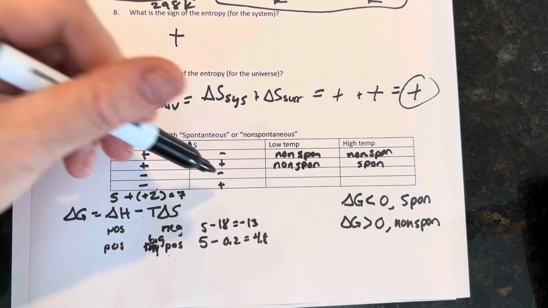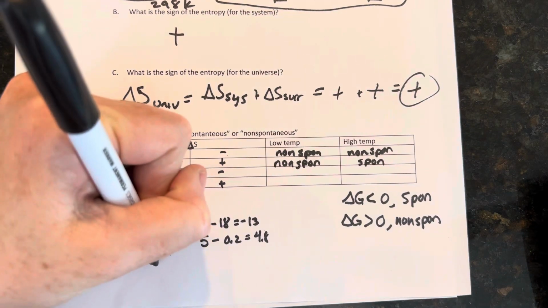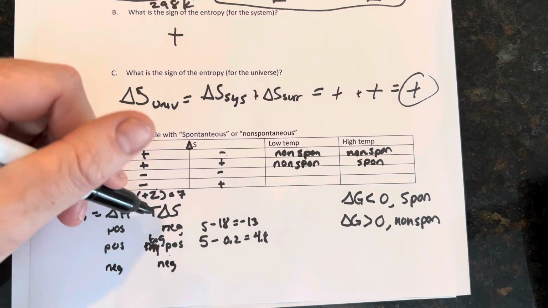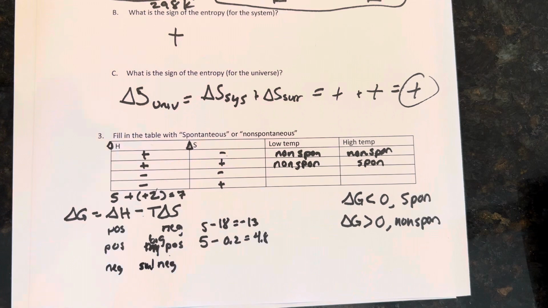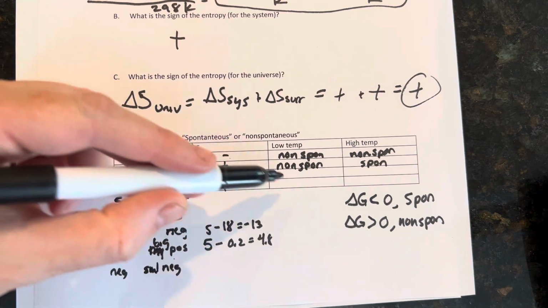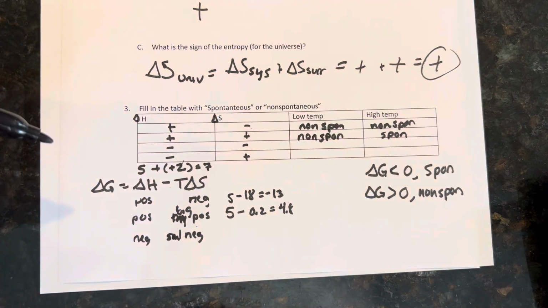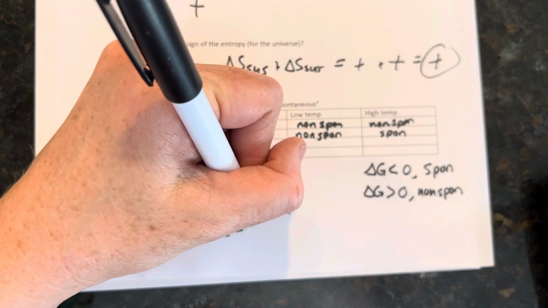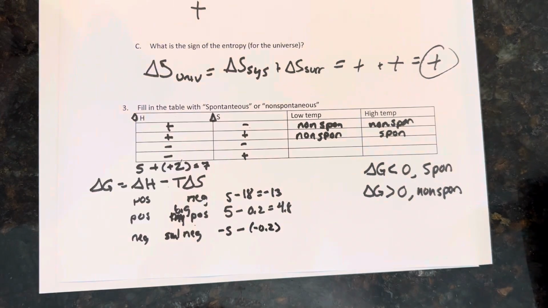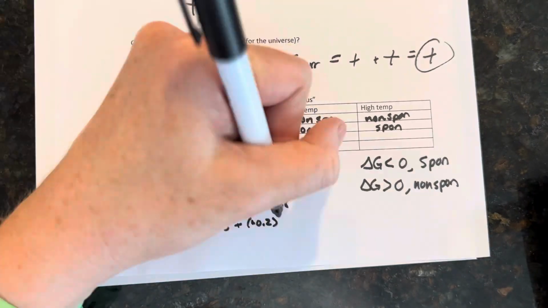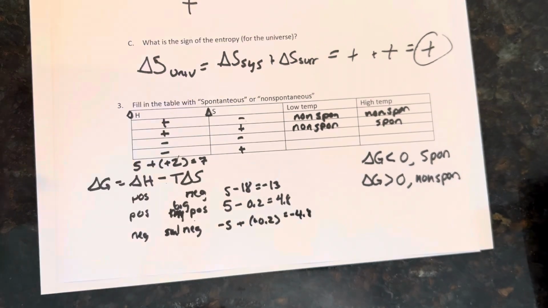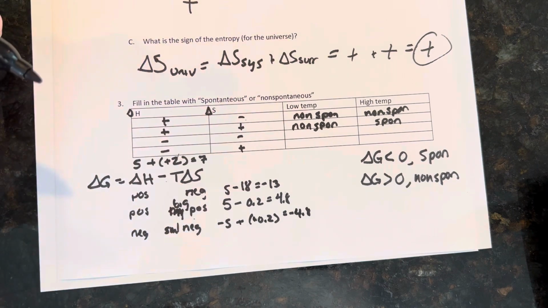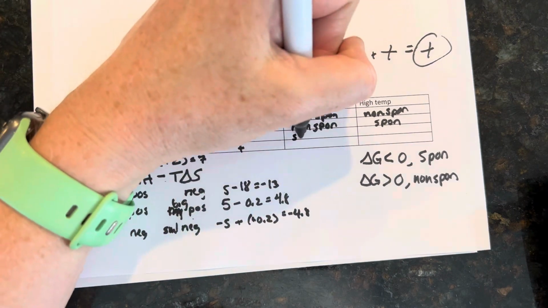All right, now we got the negative and the negative. So if we have a negative and a negative, if we have a negative and we subtract a small negative, in other words, the temperature's down, so we're talking about right here, this low temperature, and you subtract something small, so like a -5 minus a -0.2, that's the same thing as adding, and you'd get a -4.8. So you still get a negative number. So if you have a negative and you subtract a small negative, you get a negative number. In other words, this one would be spontaneous.